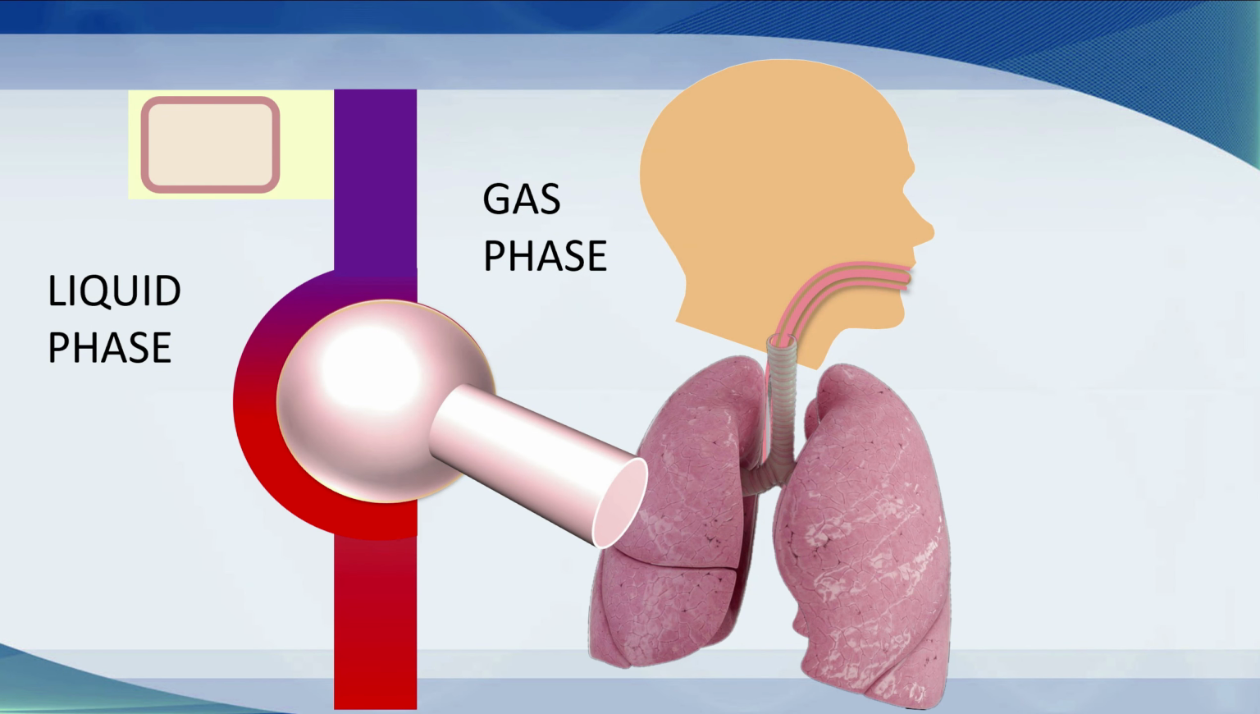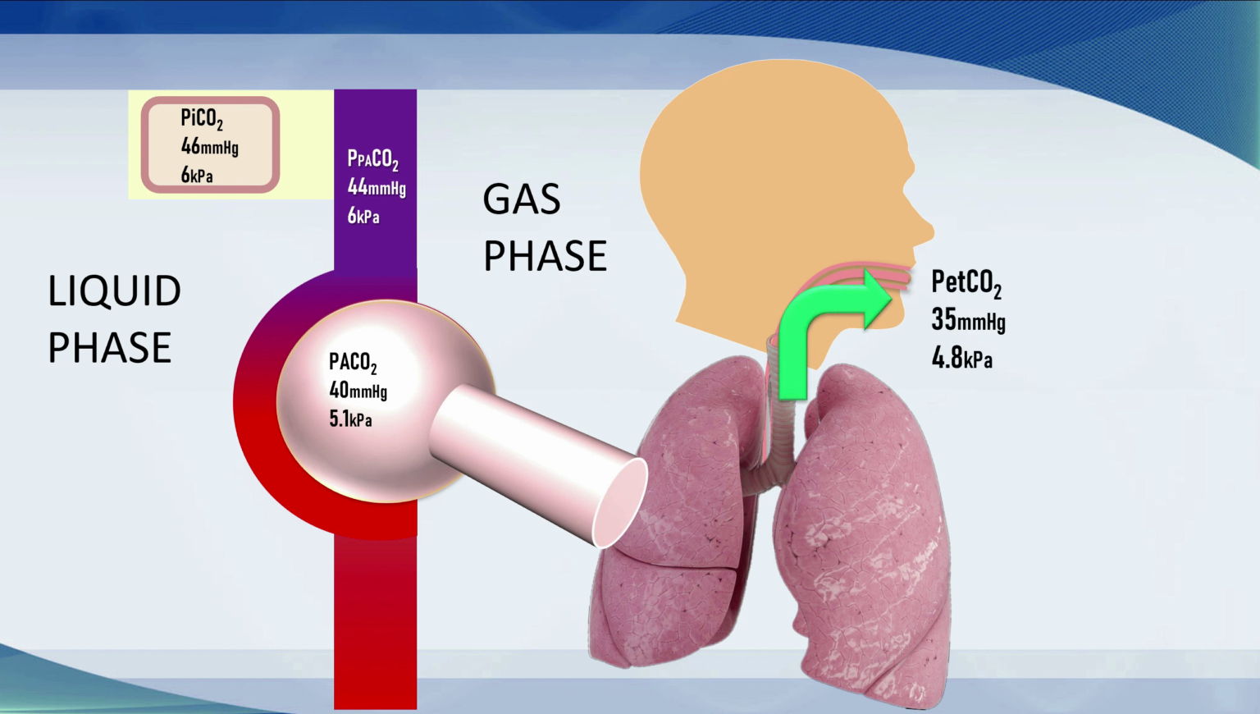Along the CO2 pathway from the mitochondria to the mouth, there is a gradient of about 10 millimeters of mercury or 5 kilopascals. The CO2 goes from the mitochondria to the venous blood, to the alveoli, to the dead space, to the mouth.